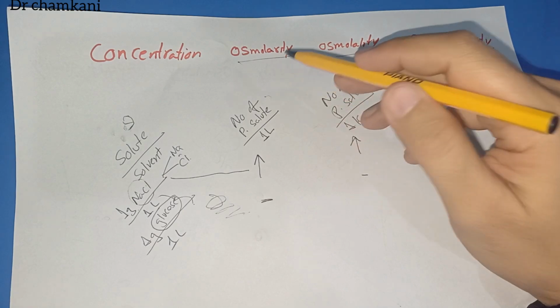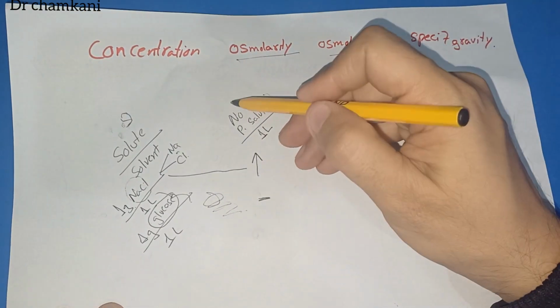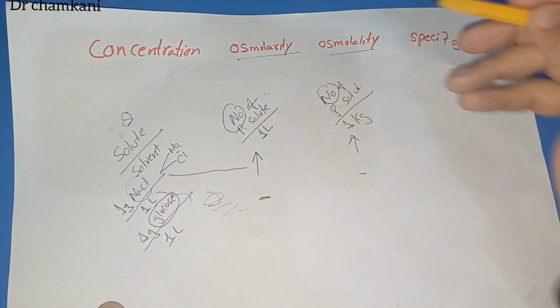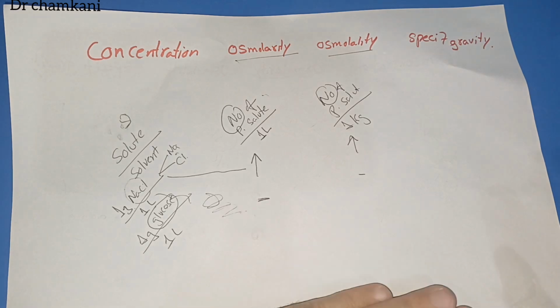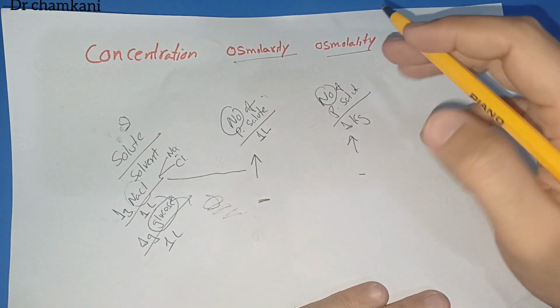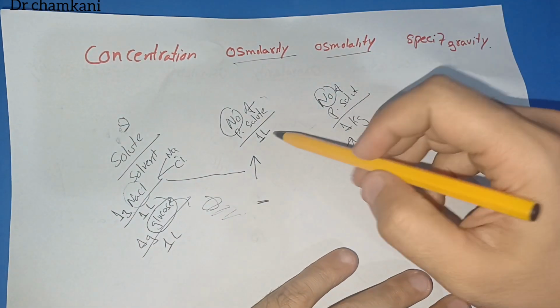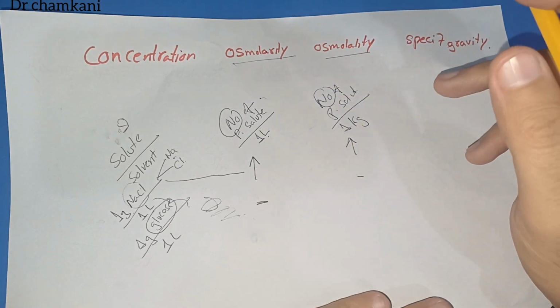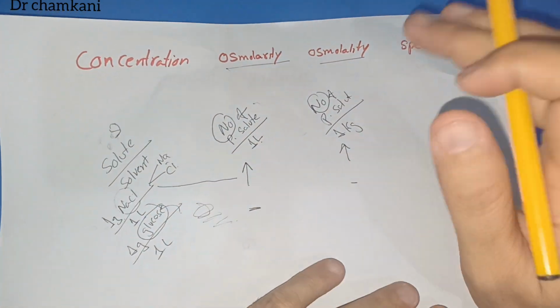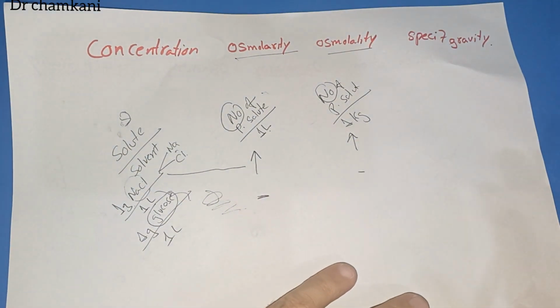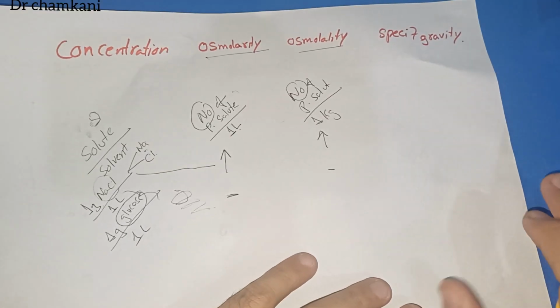So osmolarity and osmolality is about the number of particles. It is about the number of particles. The more the number of particles, the more will be the osmolarity and the more will be the osmolality, depending on whether we take it in liters or in kilograms. But concentration is just a rough estimate of the amount of solute in the specific amount of solvent.